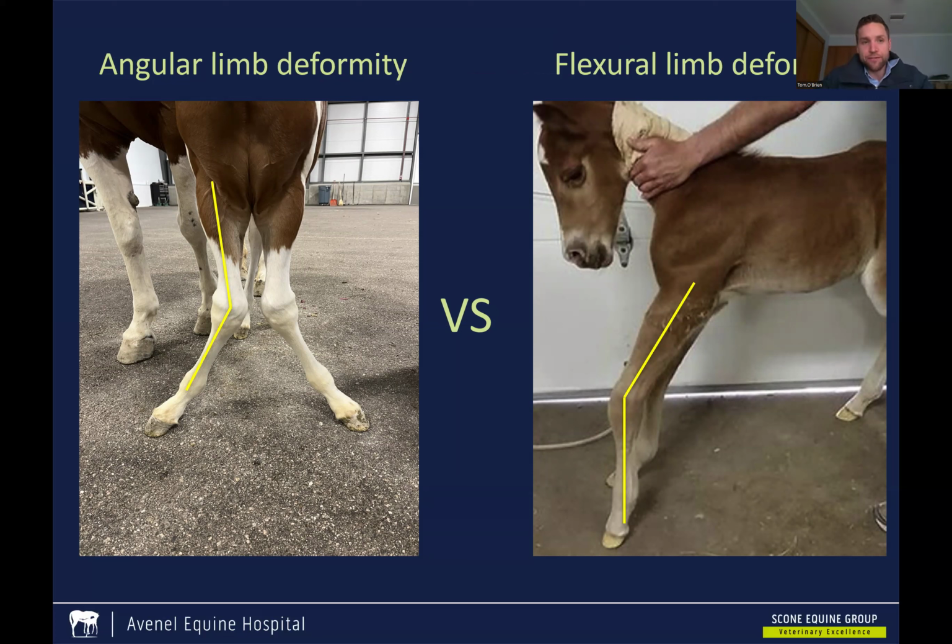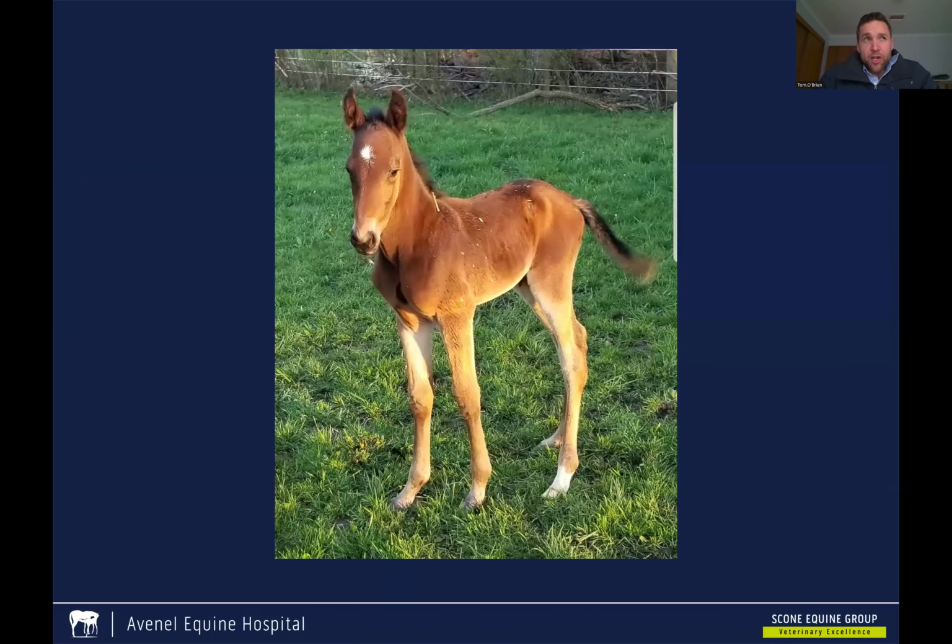So in this talk, we're really focusing on angular limb deformities, those deformities that you can see from the front or the back of the foal, as opposed to a flexural limb deformity, which you can view from standing at the side of the foal. They commonly occur in either the carpus, the fetlocks, or the hocks. The most common location is the carpi, followed closely by the fetlocks, and then last but not least, the hocks. The hocks don't tend to occur as readily as angular limb deformities at the carpus or the fetlocks.